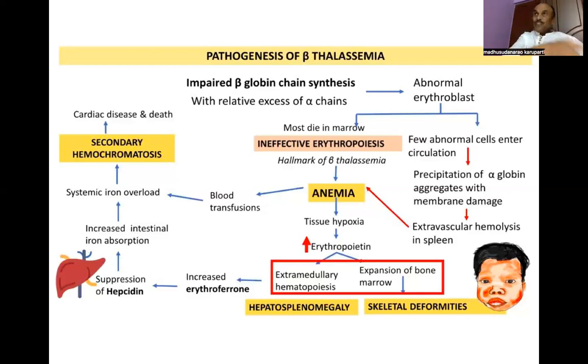Okay. Excessive absorption of iron from the gut, secondary to the reduced levels of hepcidin, results in secondary hemochromatosis. Okay. This is compounded by the regular blood transfusions. This is what happens in the child with beta thalassemia. Okay.